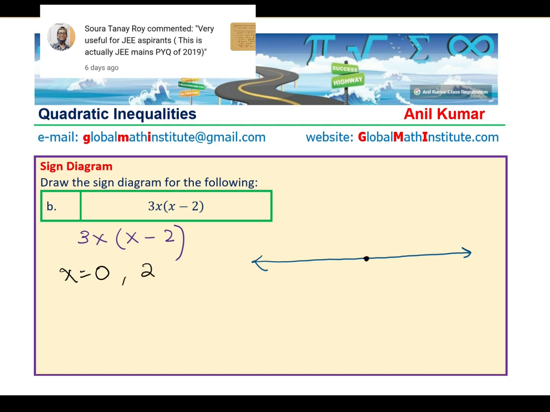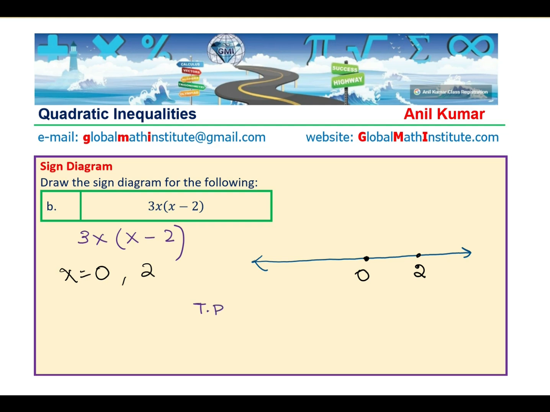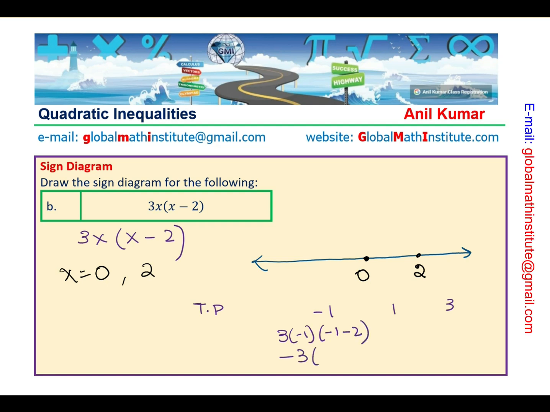So here we have a 0 and here we have another 0, right? Now you need to test points, correct? So let me write down test points in the lower column. So test points will be, let's say, minus 1, 1, and 3. Plug in the values, right? So 3 times minus 1, minus 1, minus 2, correct? So we get minus 3 times minus 3, which is positive, right? Which is greater than 0. So we can write positive here. You get the whole idea.